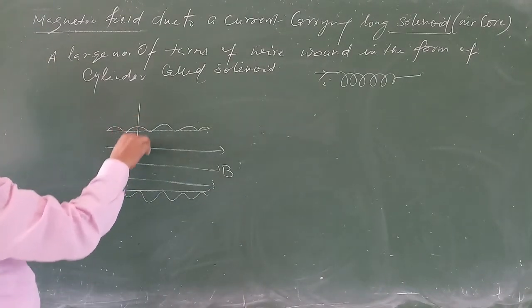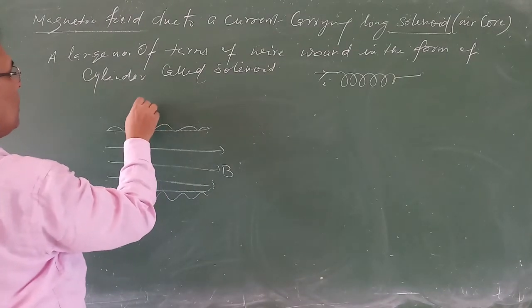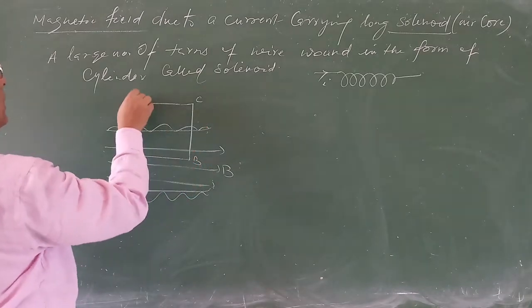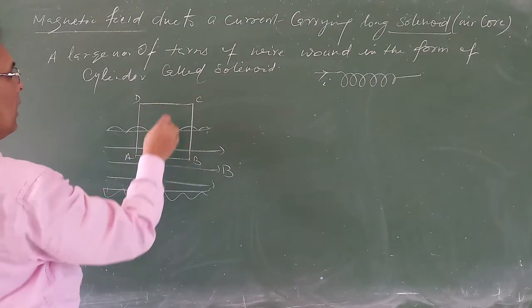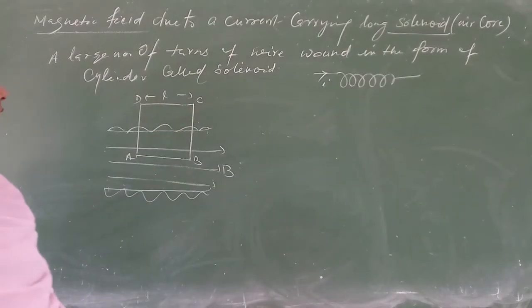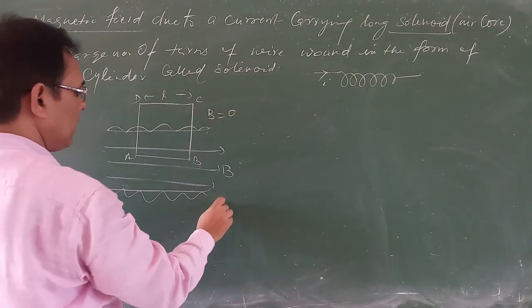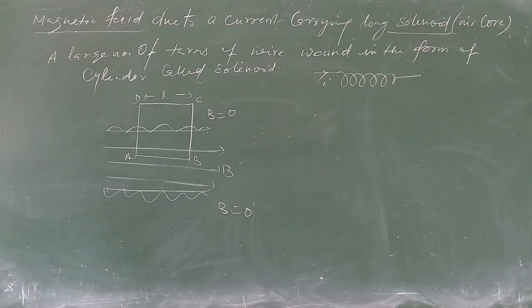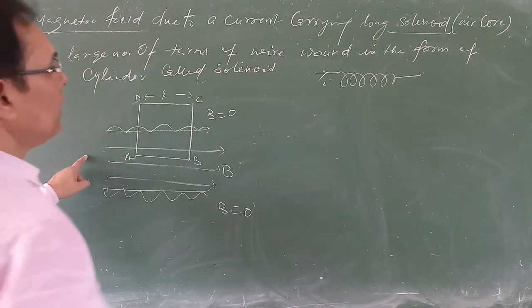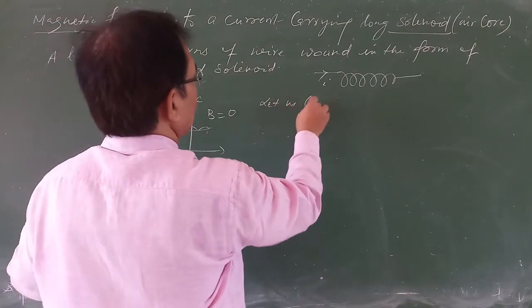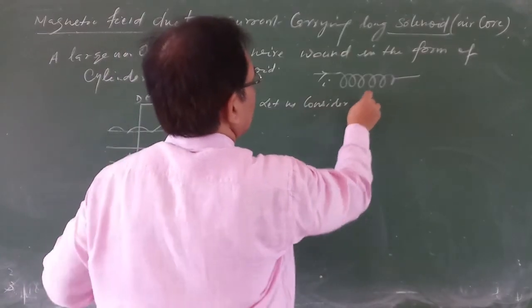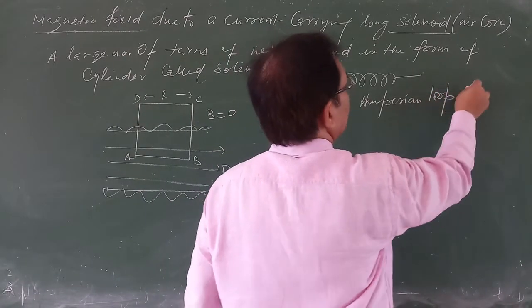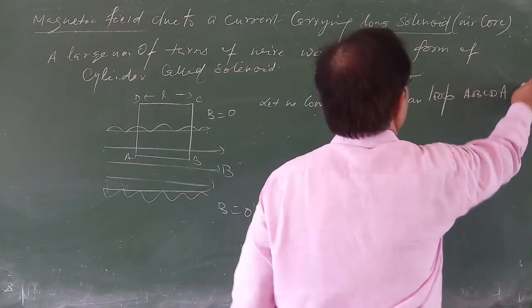Let us consider an Amperian loop. This is an Amperian loop A, B, C, D of length L. L is the length of the Amperian loop. Magnetic field here is 0, magnetic field on this side is 0, outside the solenoid magnetic field is 0. So here we consider the Amperian loop A, B, C, D, A.